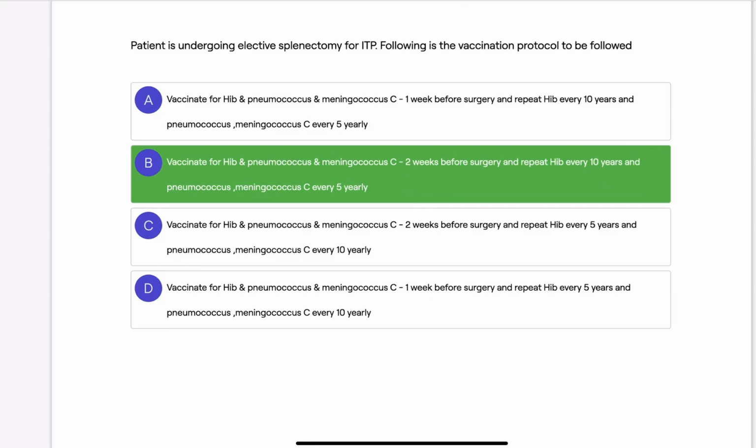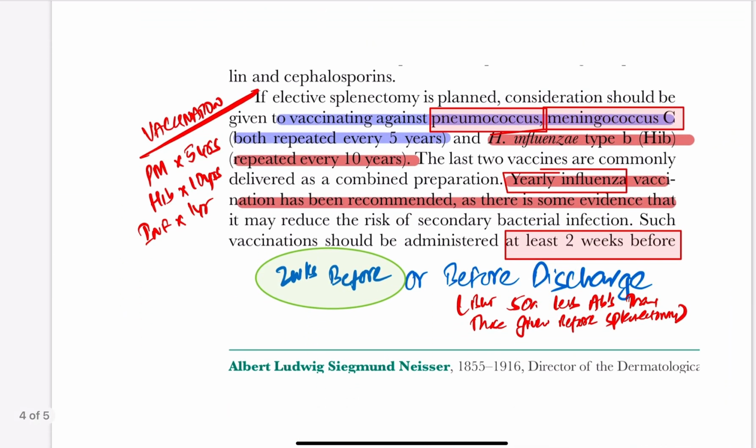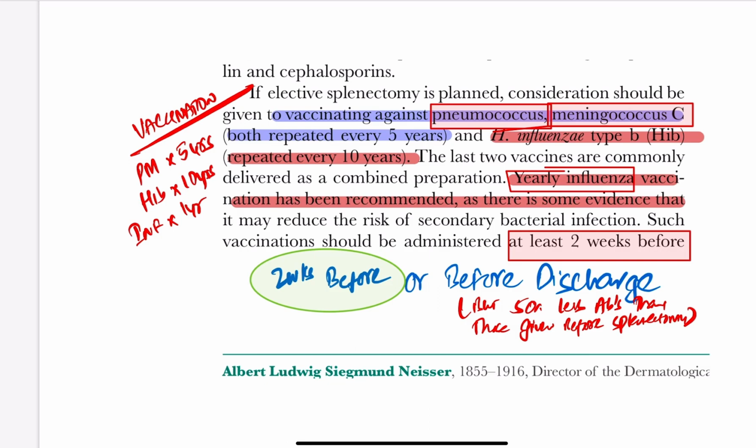So now we shall have a discussion on this question. Most of you have committed a mistake, and it's a straightforward MCQ based on the immunization protocol that has to be followed in a splenectomy patient. So it's mostly a memory-based question and a direct pickup line from Bailey and Sabiston. So let us begin with what all is required prior to splenectomy.